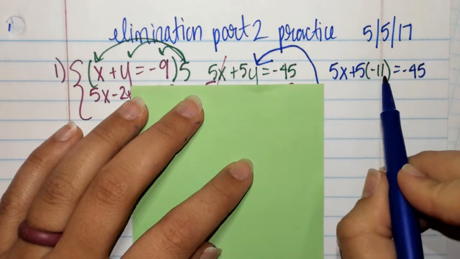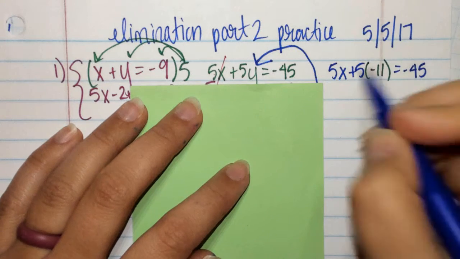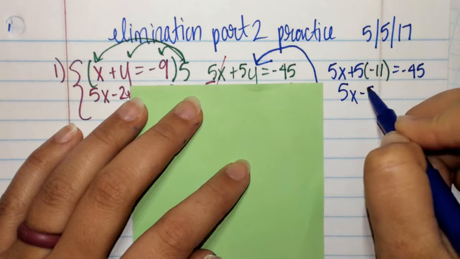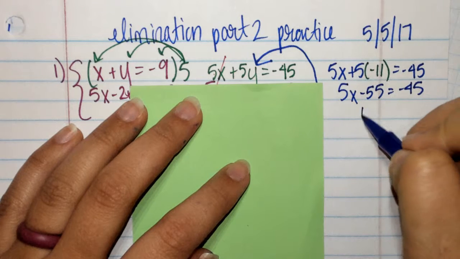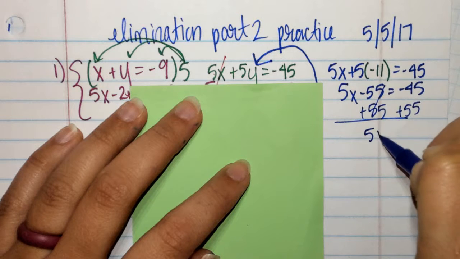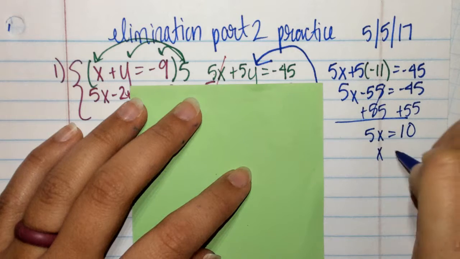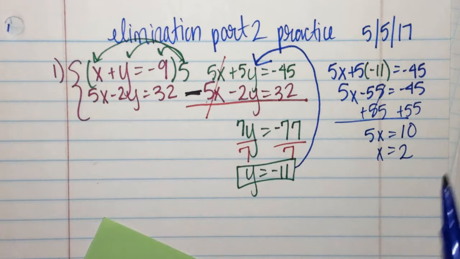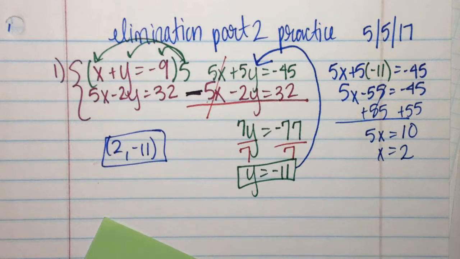All right. What's 5 times? Do we agree or disagree? Agree. What's 5 times -11? And what do we do next? What's negative 45 plus 55? So what does x equal? And we write it as 2, negative 11. Do we agree or disagree? We agree. Any questions?